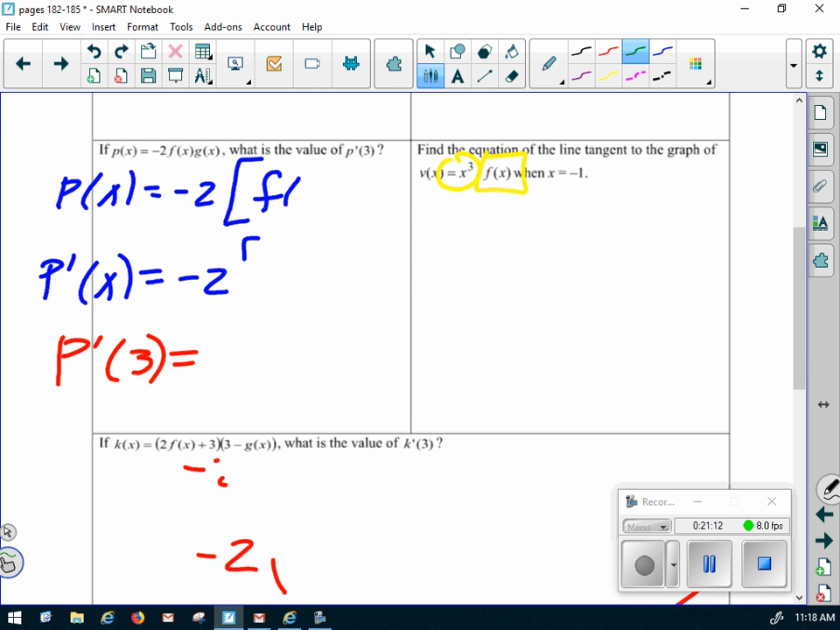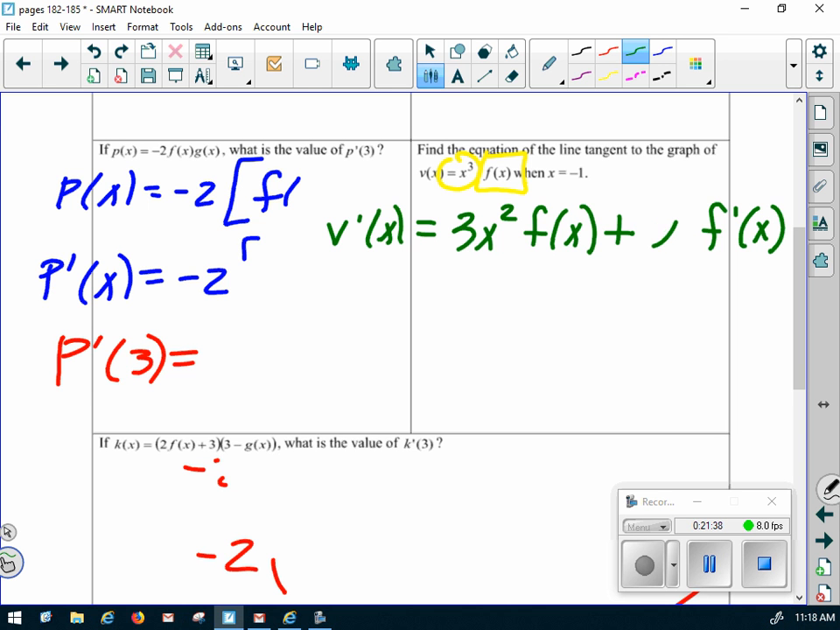All we're going to do is get the derivative. All right, let's get it. V prime of x equals. Talk to me. Derivative of the first. Tell me what to write down. Times. Perfect. Plus f prime of x times x cubed. Yeah.